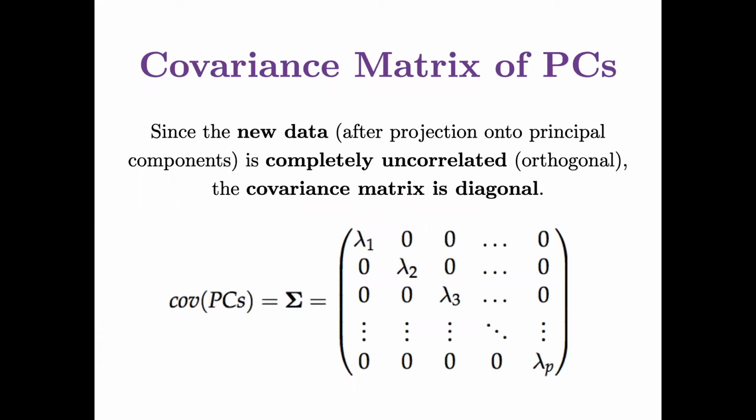Now, because that new data is completely uncorrelated, orthogonal, the covariance matrix is diagonal because the correlation between any two principal component variables is 0. And so the diagonal elements of the covariance matrix for that new data are just the eigenvalues because those are the variances of each new variable.